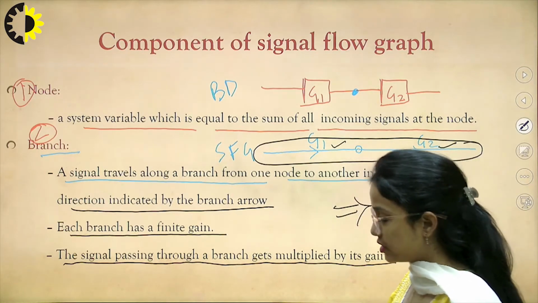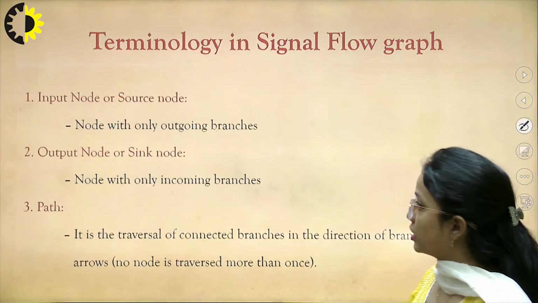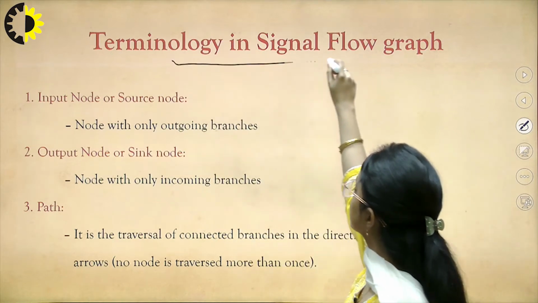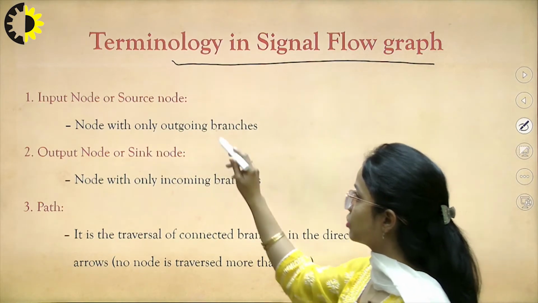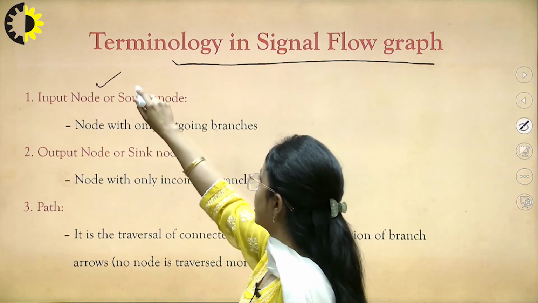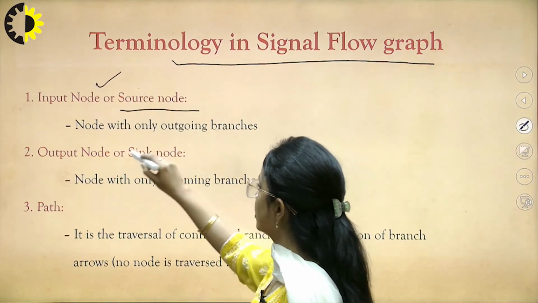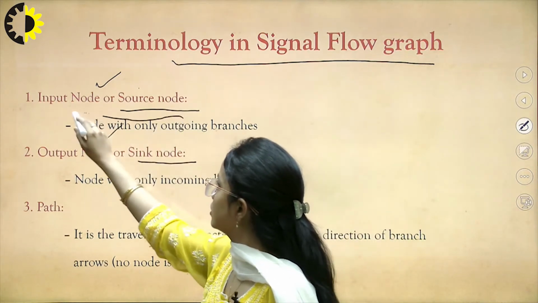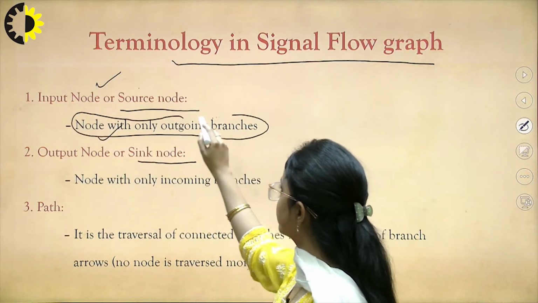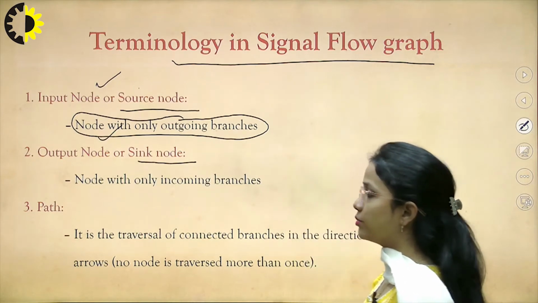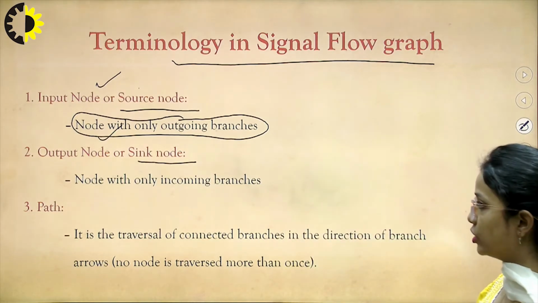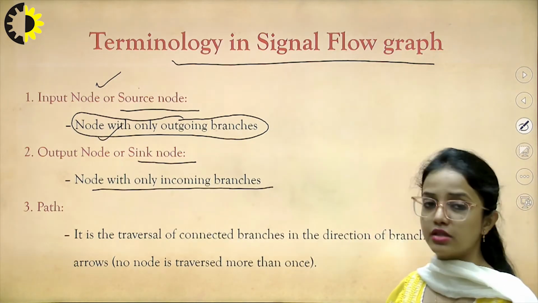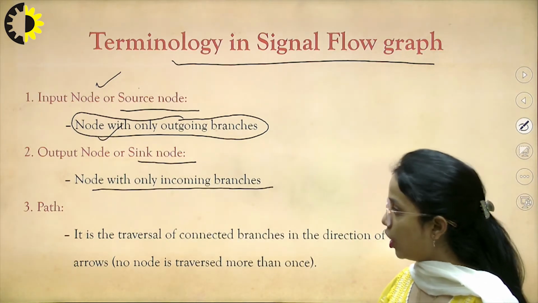Now we see the terminologies which typically we use in a signal flow graph. So input node, which is also called source node, and output node, which is also called sink node. A node with only outgoing branches will be an input node. A node which is having only incoming branches will be treated as an output node.